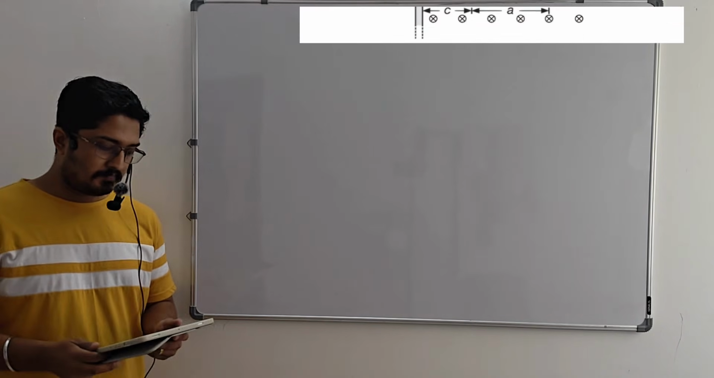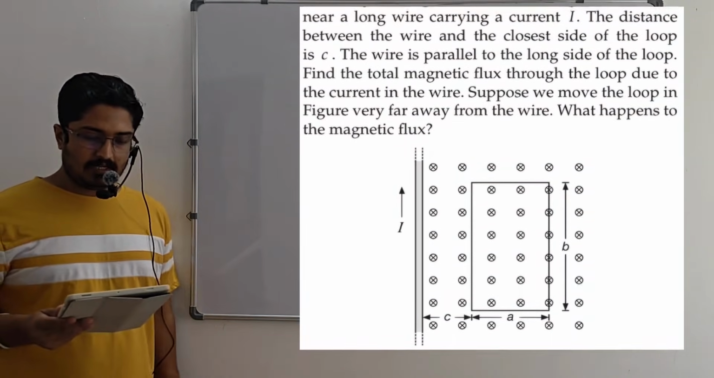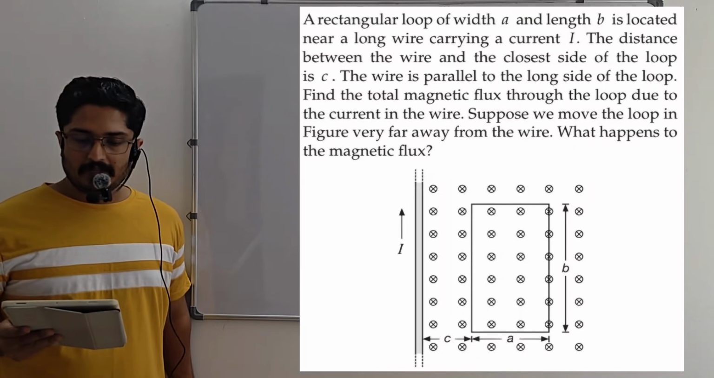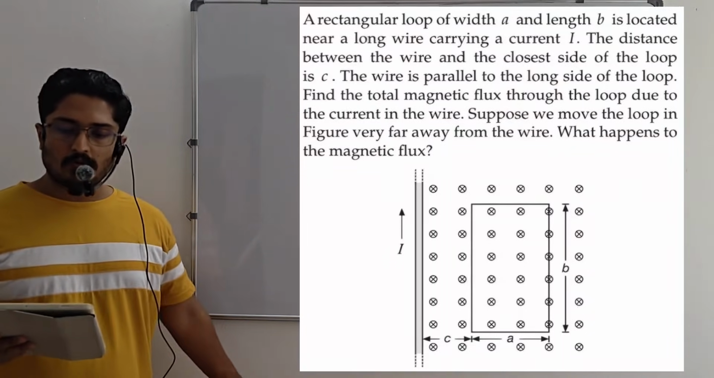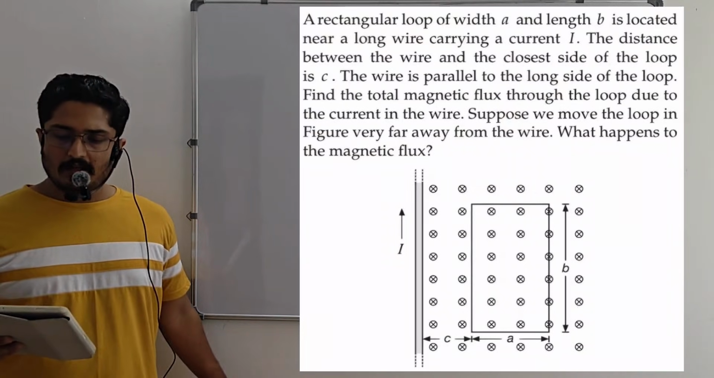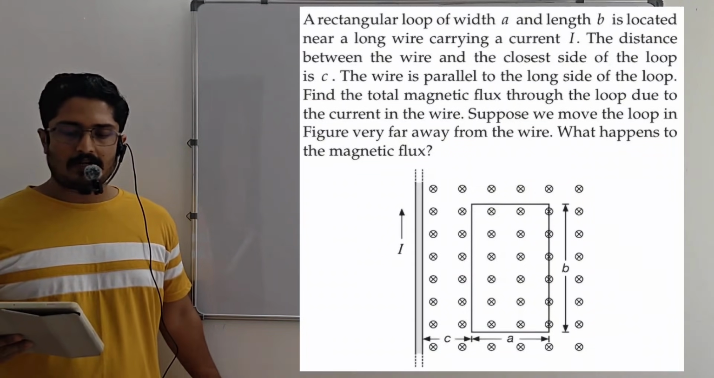The question is, please read this. A rectangular loop of width A and length B is located near a long wire carrying a current I. The distance between the wire and the closest side of the loop is C. The wire is parallel to the long side of the loop. Find the magnetic flux through the loop due to the current in the wire.